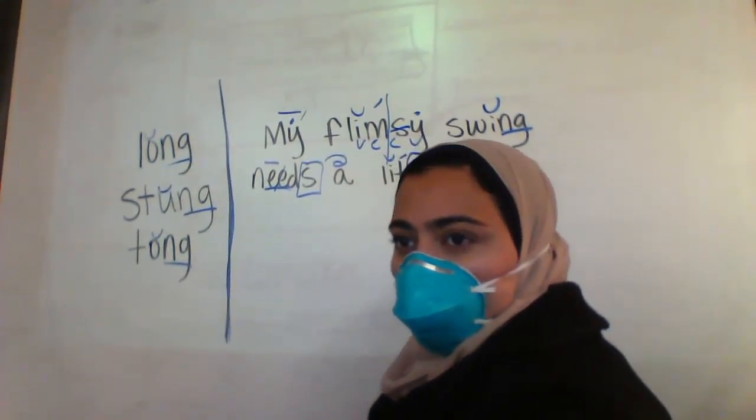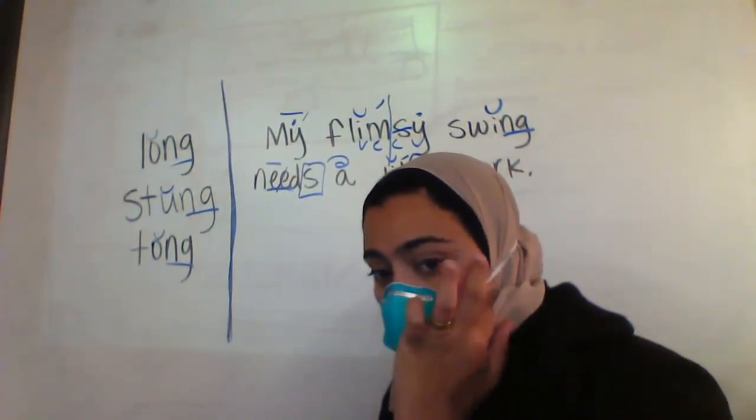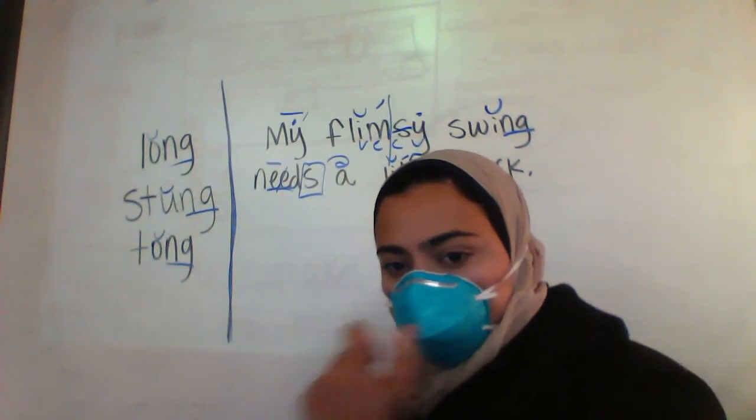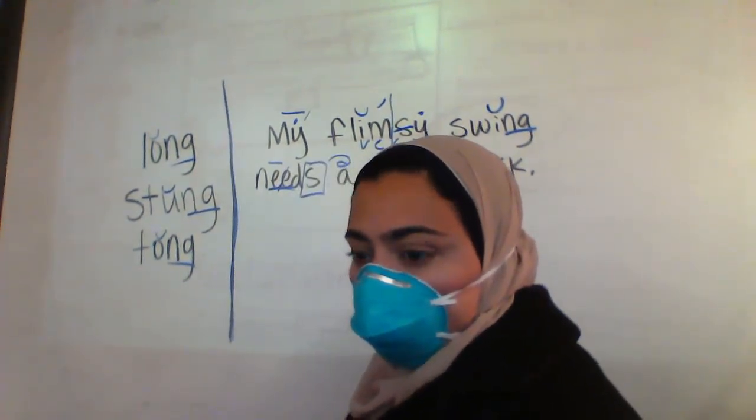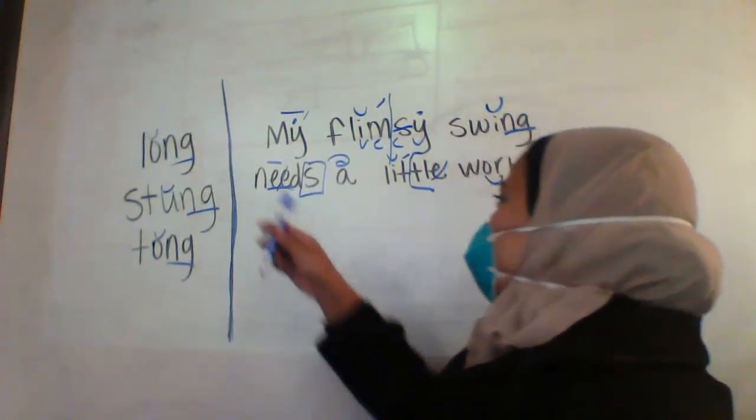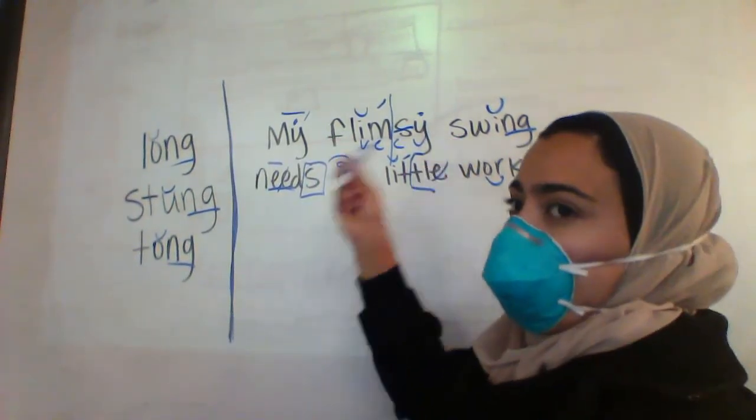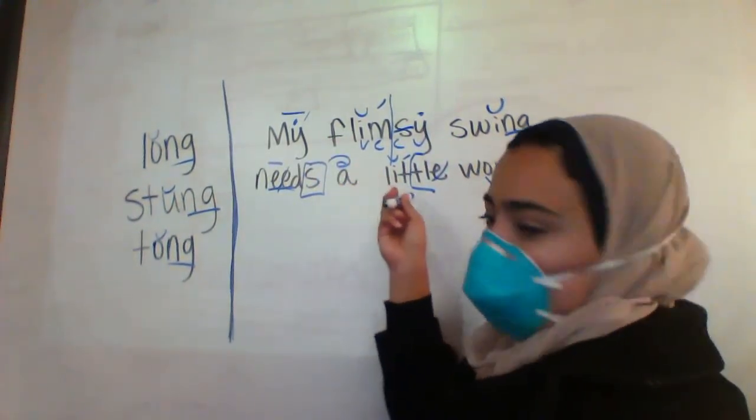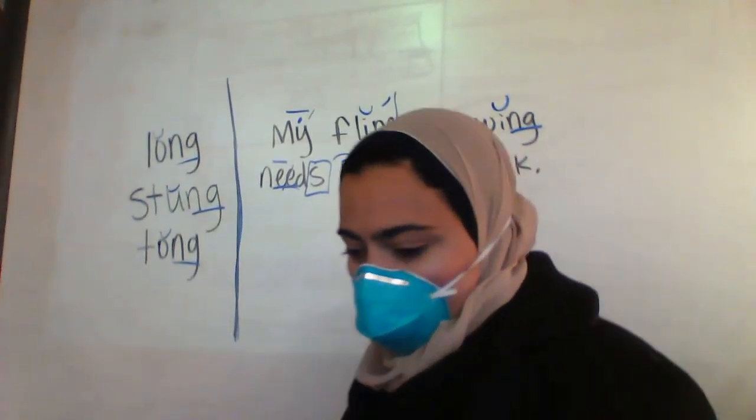Work. Let's see, Dominic, work. Very good, a combination O-R. Let's read it together, class. My flimsy swing needs a little work. Very good. Okay, now you're on your own.